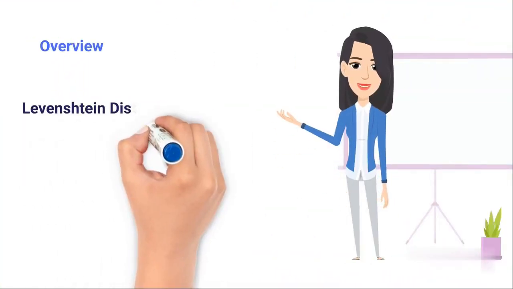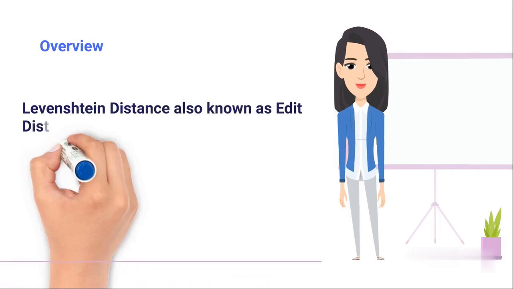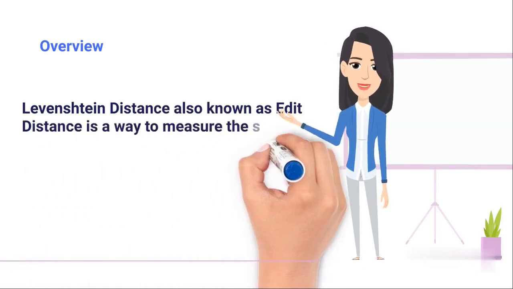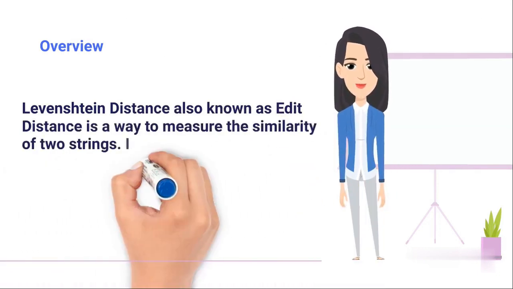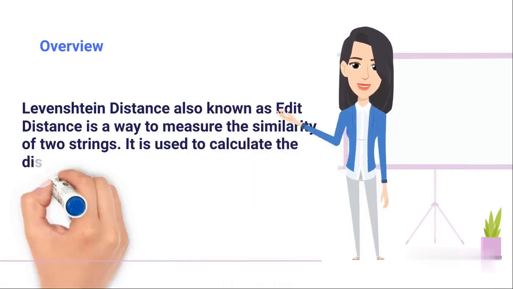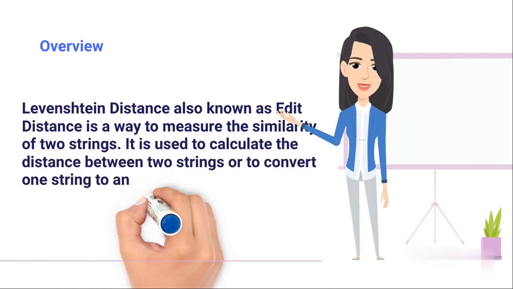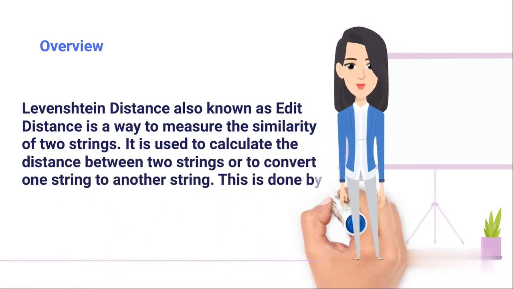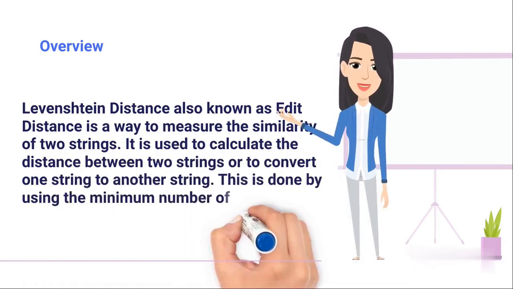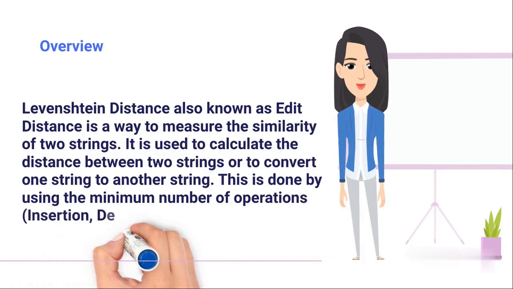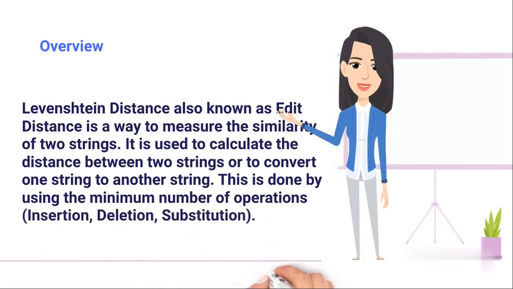Levenshtein distance, also known as edit distance, is a way to measure the similarity of two strings. It is used to calculate the distance between two strings or to convert one string to another string. This is done by using minimum number of operations: insertion, deletion, and substitution.